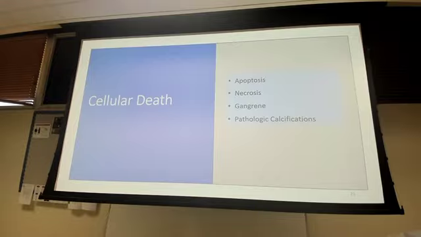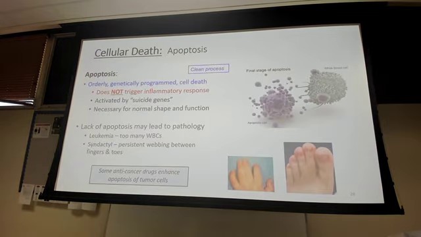Okay. So kind of moving on, now we're talking about cellular death. And like I mentioned before, cells are going to die. They should die, we want them to die, but when they die in a certain manner, it's not good. A normal type of cell death is what we call apoptosis. Apoptosis is normal programmed cell death.